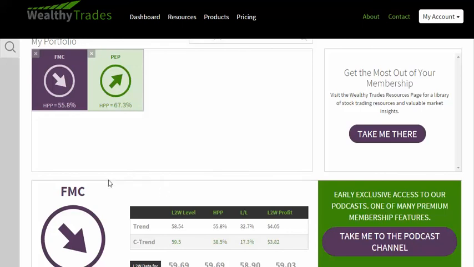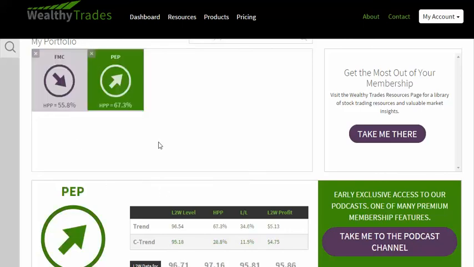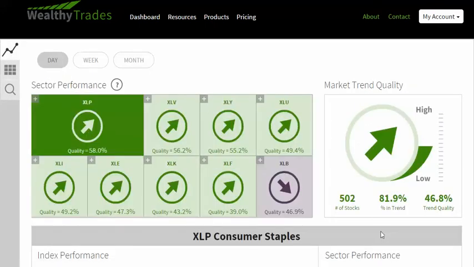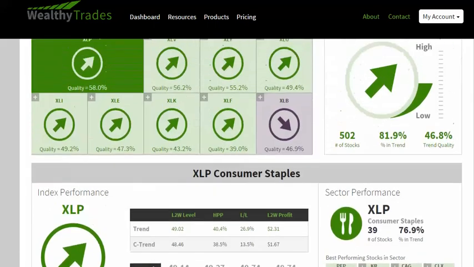So short FMC and pair that with a long in PEP. Again, go long PEP at the open, short FMC. On PEP, you can add at 96.54. You can also add at 95.18 if it gets down there. So that is the pairs trade for today, March 25th, 2015. That is the trade.